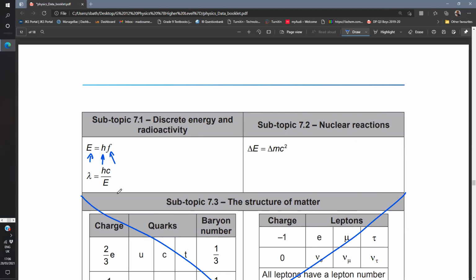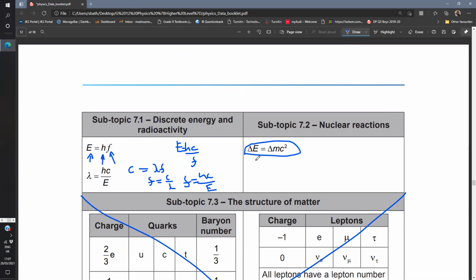And then we might ask how we got this formula. Remember that c is equal to lambda f, so f is equal to c over lambda. And then we just substitute into the energy formula, E equals hf, so E equals hc over lambda. This is basically it. Now we have this formula.